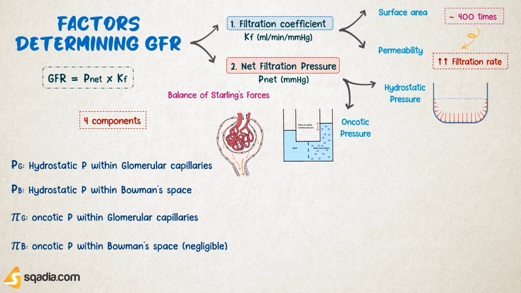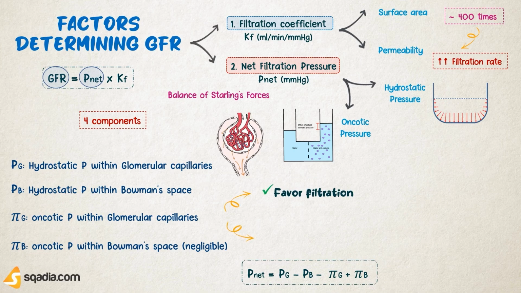Now, in order to see how these individual pressure components can determine the net filtration pressure and ultimately the GFR, we need to organize them between those pressure components which tend to favor the filtration and those which tend to oppose the filtration. The pressure components which favor the filtration are those which tend to promote the movement of water and other dissolved solutes from the glomerular capillaries into the Bowman space. These pressure components are the hydrostatic pressure within the glomerulus and the oncotic pressure within the Bowman space.